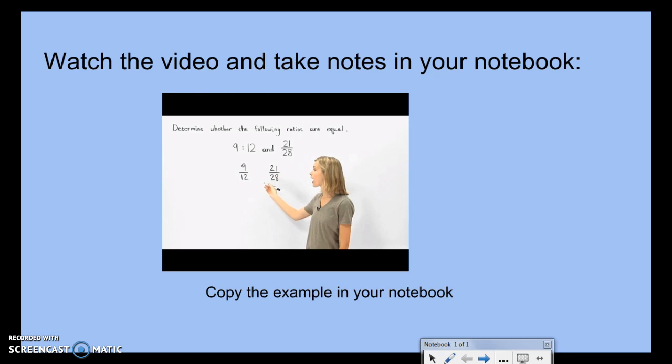To determine whether these fractions are equal, we write each fraction in lowest terms. So dividing the numerator and denominator of 9 over 12 by 3, we get the equivalent fraction 3/4, which is in lowest terms. And dividing the numerator and denominator of 21 over 28 by 7, we get the equivalent fraction 3/4, which is in lowest terms. Since 3/4 equals 3/4, we know that the ratios 9 to 12 and 21 to 28 must be equal.